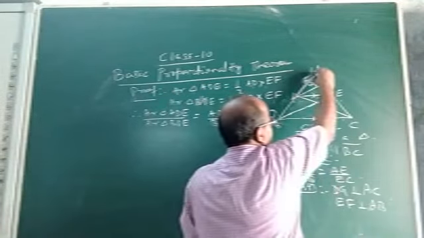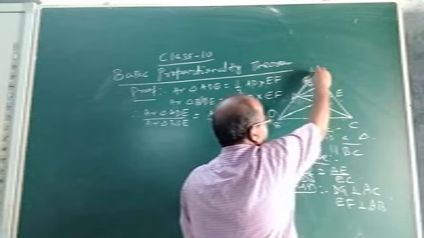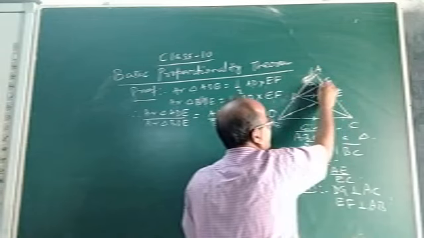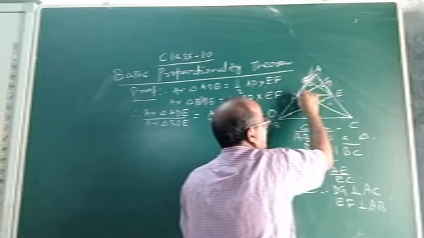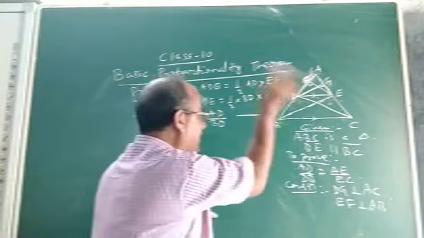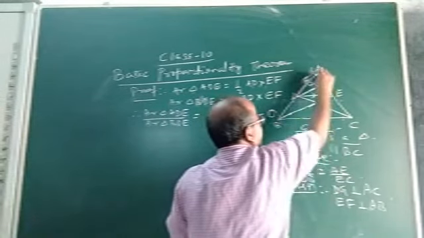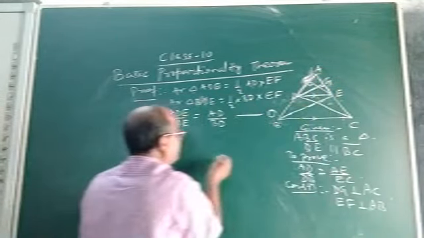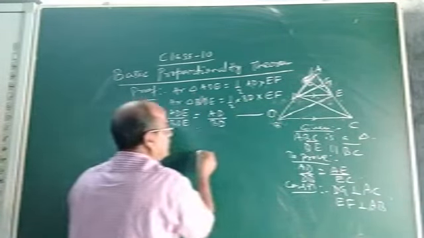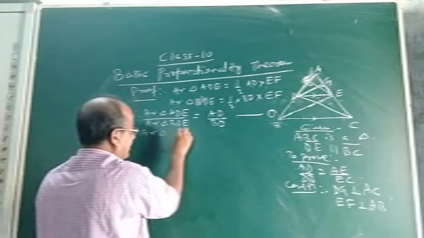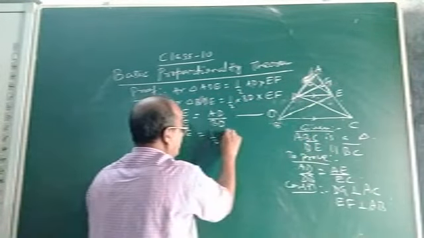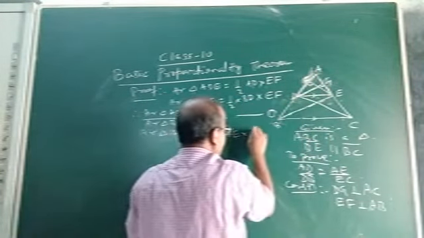Again you see, if you take AE as the base of triangle ADE, look at it, DG is the altitude. So you can take AE as the base and DG as the altitude, and find the area of triangle ADE again. So area of triangle ADE will be equal to half into, which is the base? The base will be AE, and the altitude is DG.